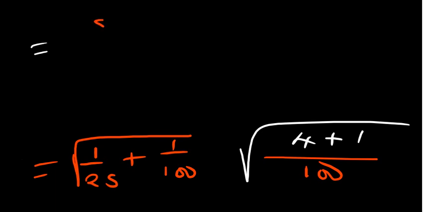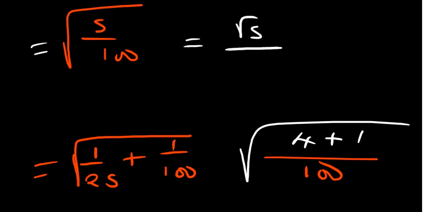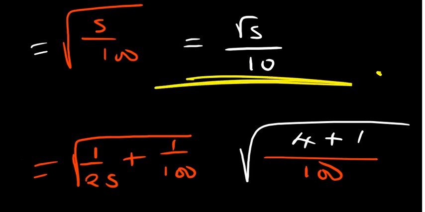So we have 5 over what? 100. This is the case where I get to simplify it. So root of 5 over 10. I think that can be our solution. Do you have questions? We've all followed? Yes, sir. Followed.